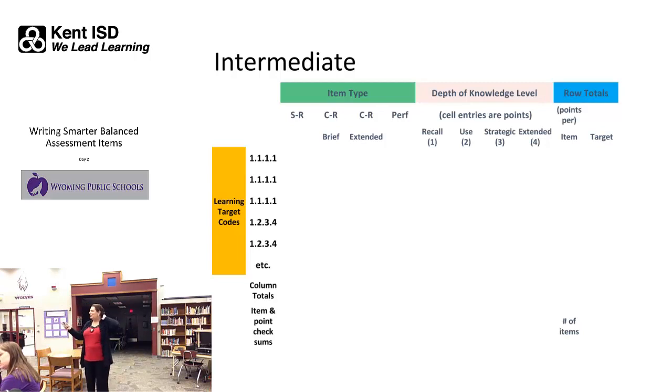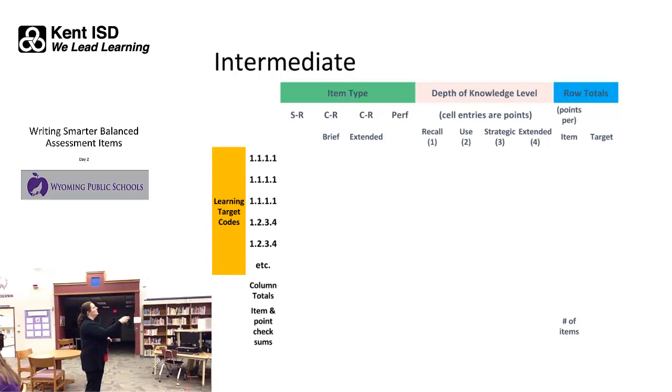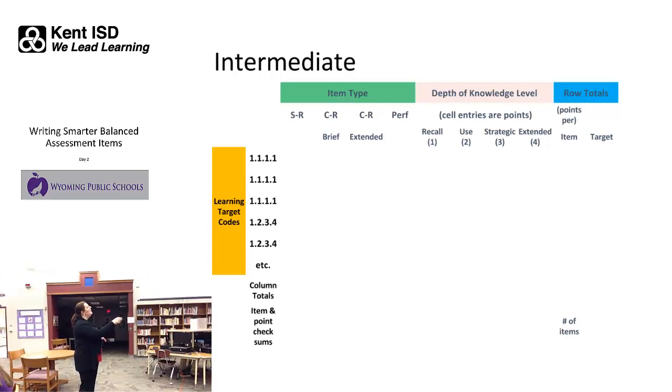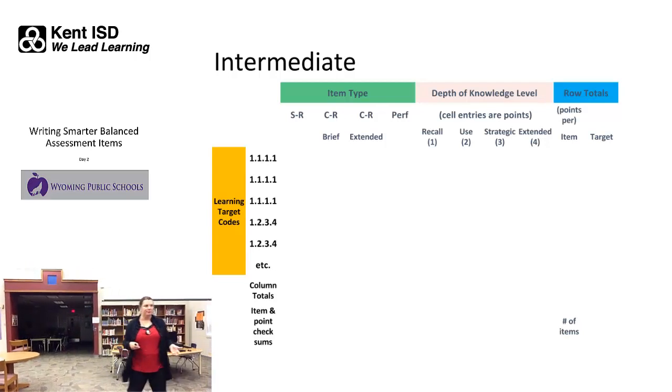What these two are going to pass it out. And what you're going to see with this is not only are the depths of knowledge addressed here, but so are the item types. So this takes the basic blueprint one step further.